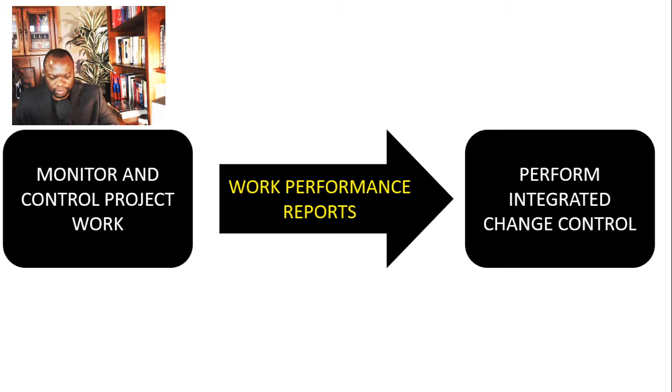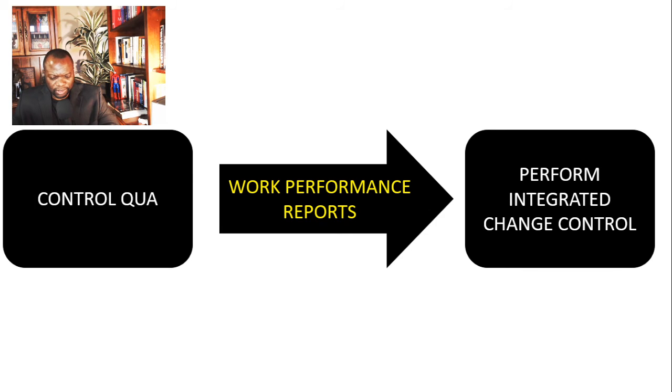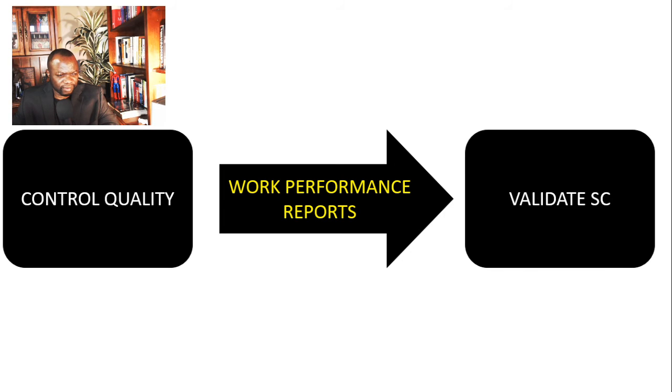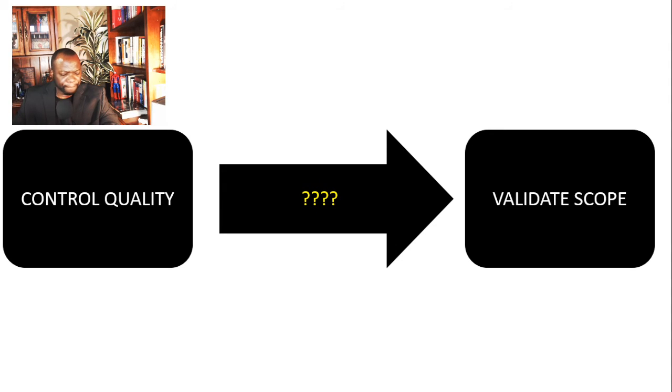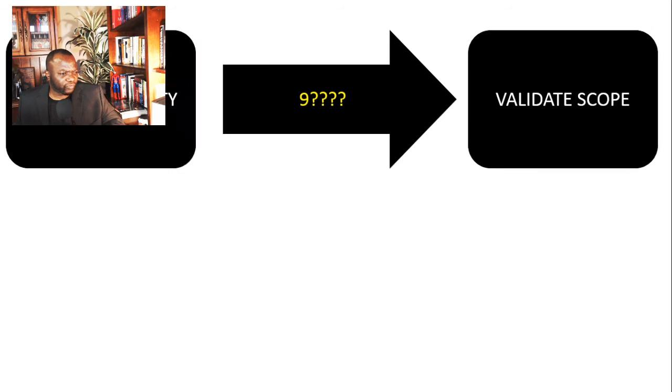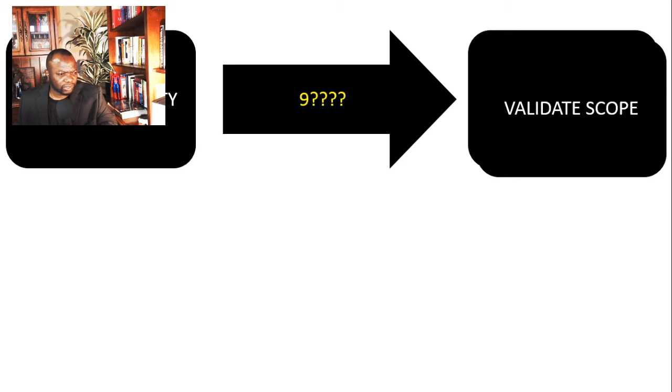This one is a regular. You already know where I'm going with this. I know you know where I'm going with this. What comes out of control quality and goes into validate scope? Any ideas? That is not too far-fetched, is it? I don't think it is.